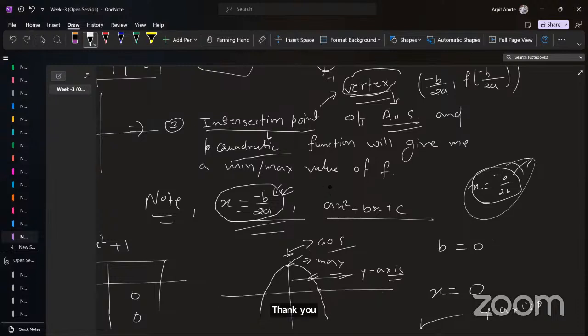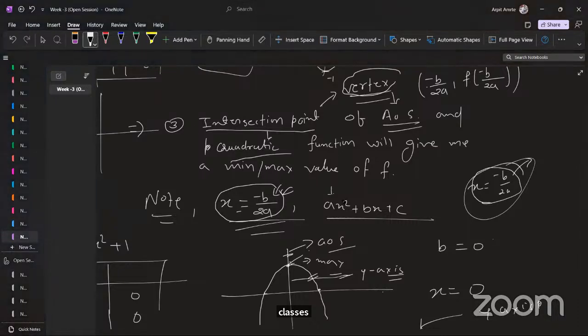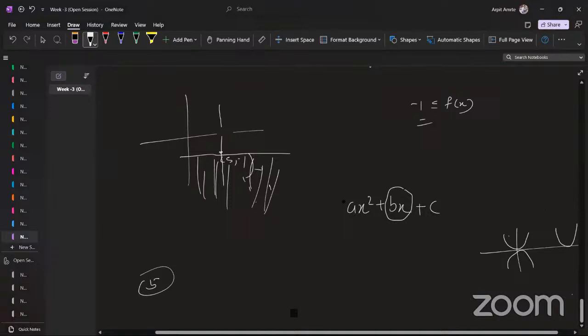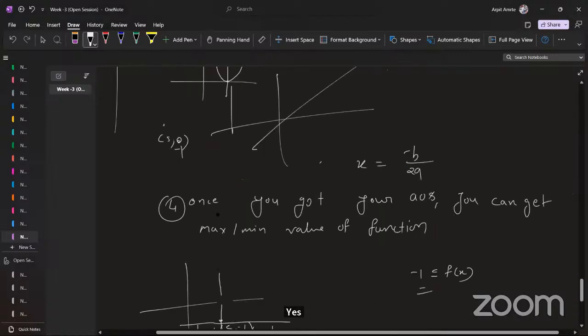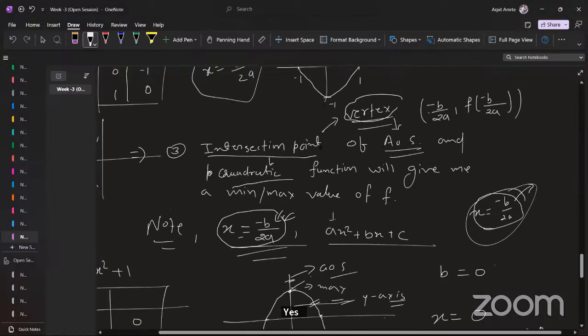So see how sets are important in this kind of thing. You are relating those things that I have said in the previous classes, if you were there in the very first class of functions, like sets. Yes, sir. So this observation is done. This intersection point will be known as vertex.